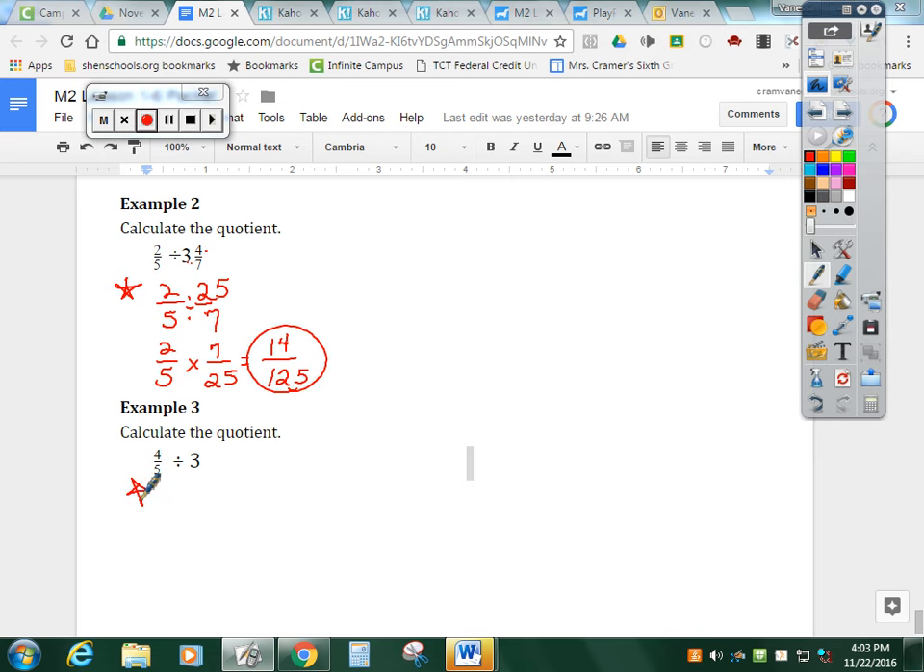This one, STAR step, fraction divided by fraction. You need 4/5 divided by 3 over 1, because every whole number has a 1 underneath it, because fractions are really division. 3 divided by 1 is 3 wholes. Okay? Now that you have fraction divided by fraction, you can multiply the first fraction by the reciprocal, and your answer should be 4/15. Okay? And that's a glimpse of lesson 6.